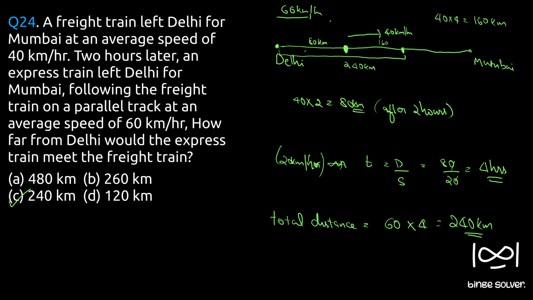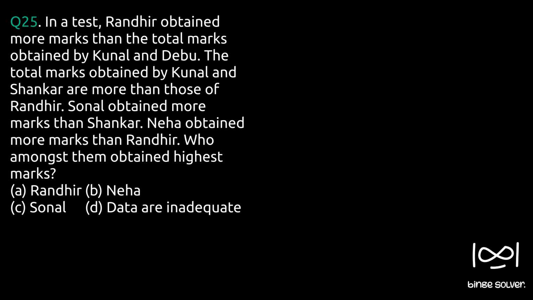Next question, question 25. In a test, Randhir obtained more marks than the total marks obtained by Kunal and Debu. The total marks obtained by Kunal and Shankar are more than those of Randhir. Sonal obtained more marks than Shankar. Neha obtained more marks than Randhir. Who amongst them obtained highest marks? So we'll just write down the given information.